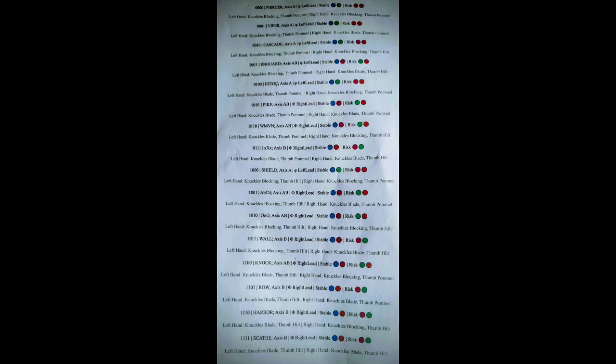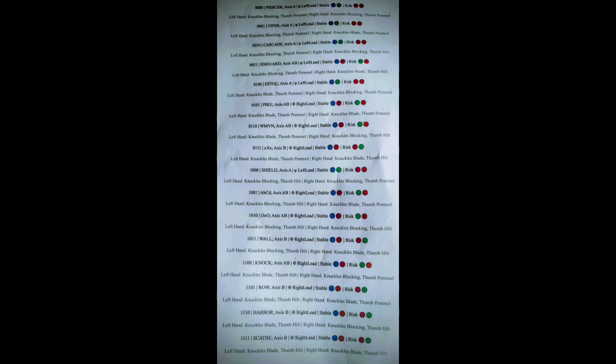Right. By defining a posture with just 4 binary choices, a simple 4-digit code from 0000 to 1111, you eliminate all potential ambiguity. It's a language built for speed. And the inputs are so minimalist, you're just dealing with 4 variables, 2 for your left hand, 2 for your right. Exactly. For each hand, it's just a choice between knuckles blocking or knuckles blade, and thumb pommel or thumb hilt.